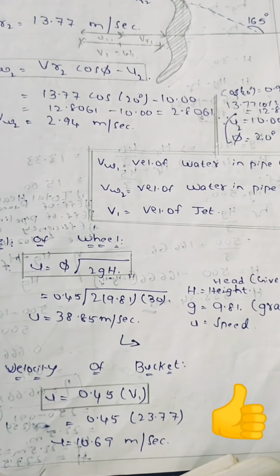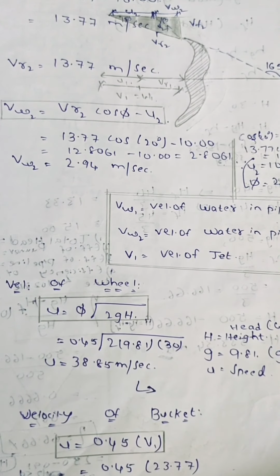This is the inlet triangle diagram, as you can see on the screen. It shows U2, Vw2, Vf2, Vr2. The angle equals 165 degrees. Later I will explain this better by drawing a neat sketch.